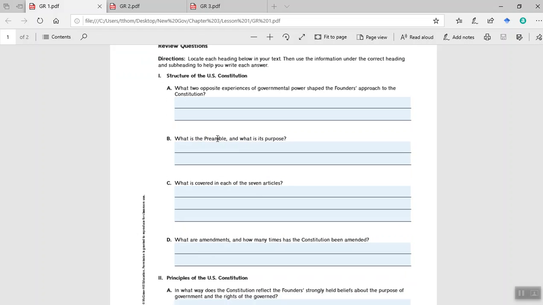The next one right here, what is the preamble and what was its purpose? That's the introduction to the Constitution. It explains why the Constitution was written and spells out the purpose of our government.